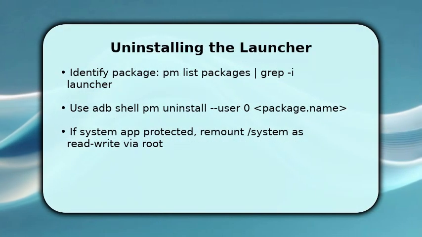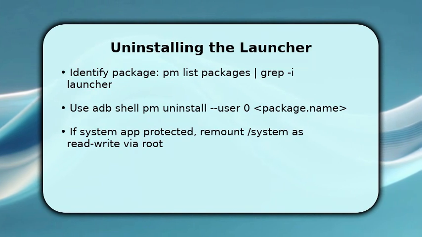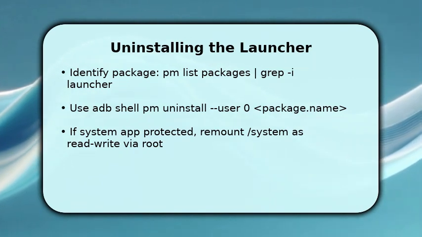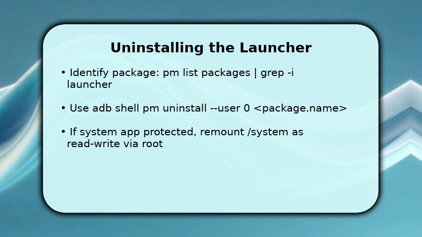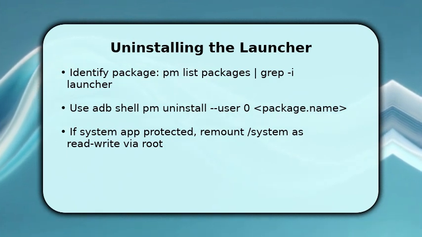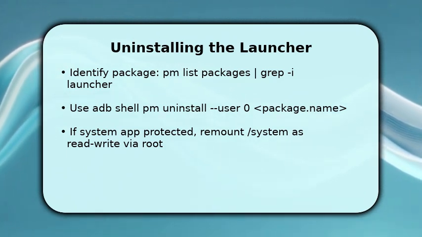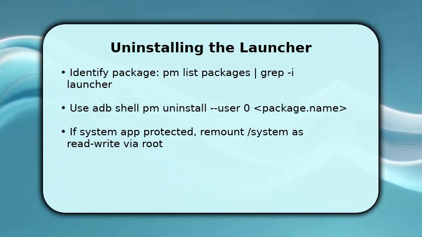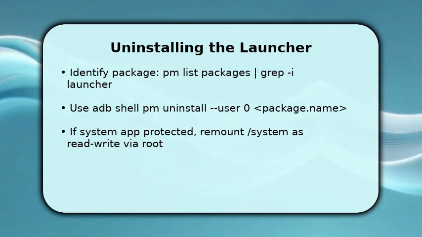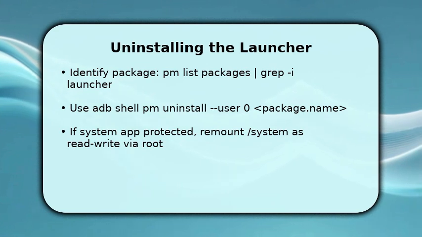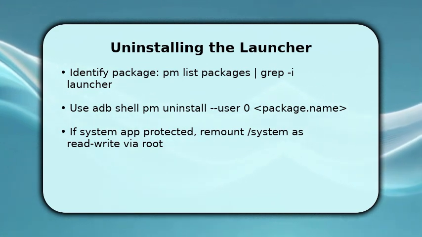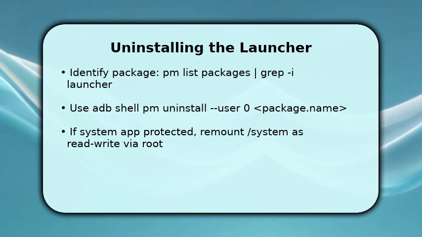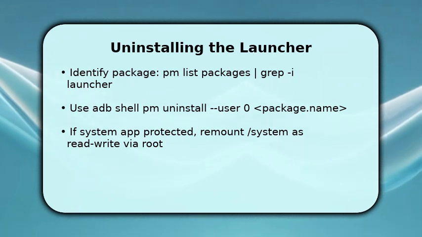First, confirm the exact package name using pm list packages with grep for launcher keywords. Accuracy matters. Then run adb shell pm uninstall --user 0 package name to disable it for the current user, which is reversible. If the launcher is a true system app and uninstall fails, you will need root to remount /system read-write and remove the APK from /system/priv-app or use a dedicated root tool.